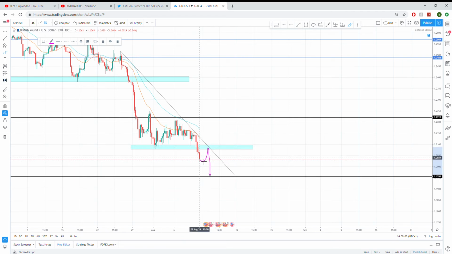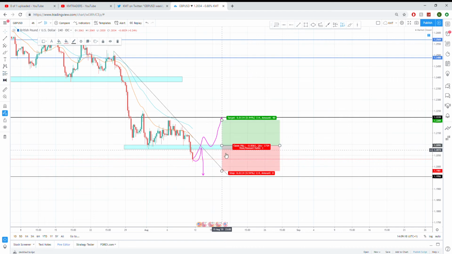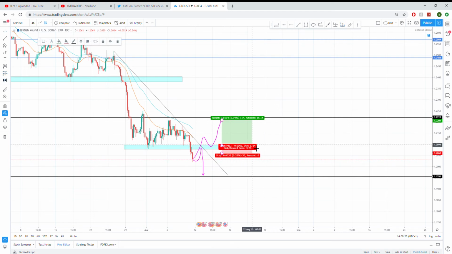Another scenario is for a long: if we break above and close, then we would be retesting the 1.220 again. And those would be the two options that I would be personally looking for in the long-term sense for pound US dollar.